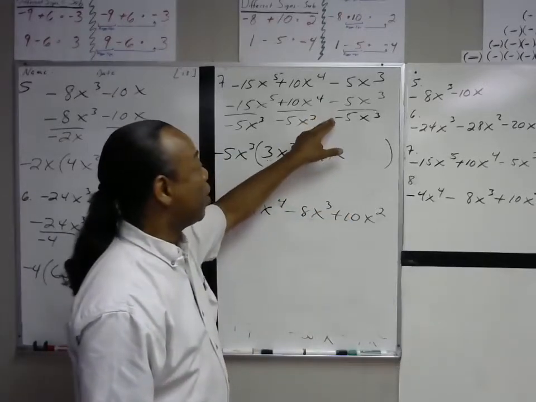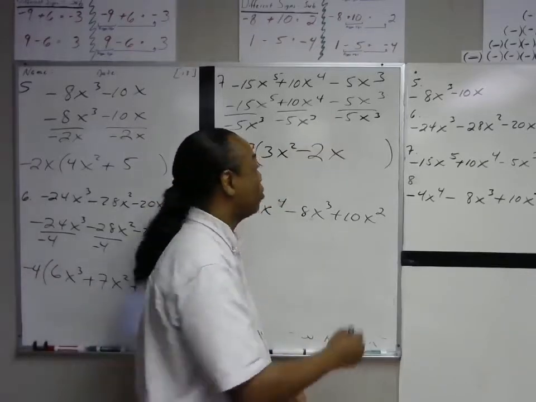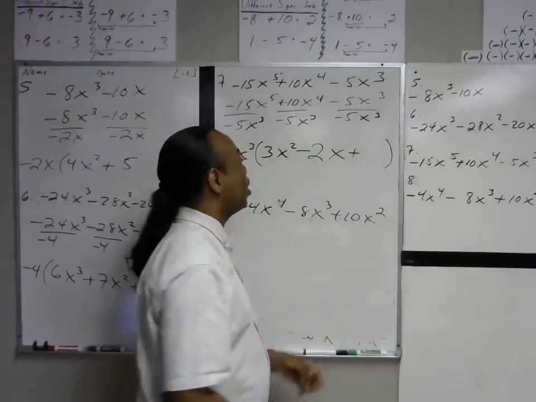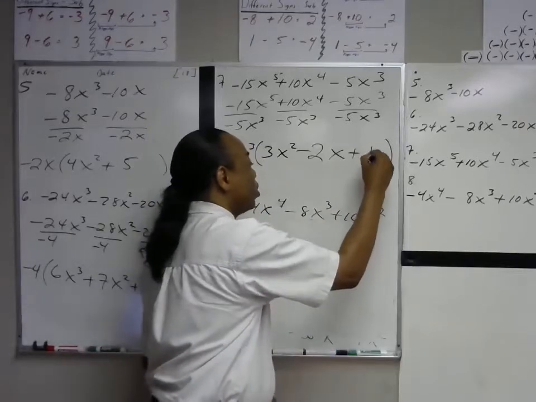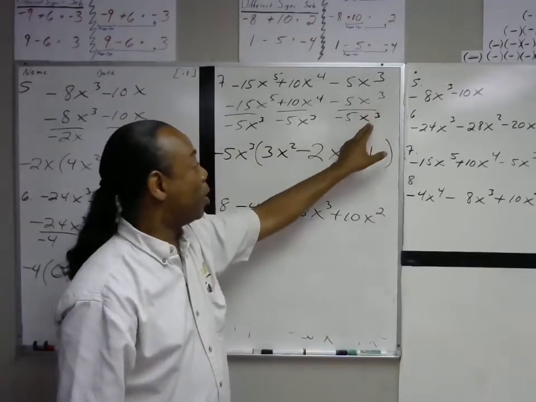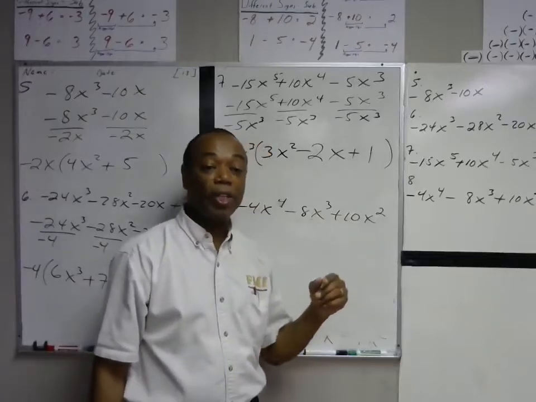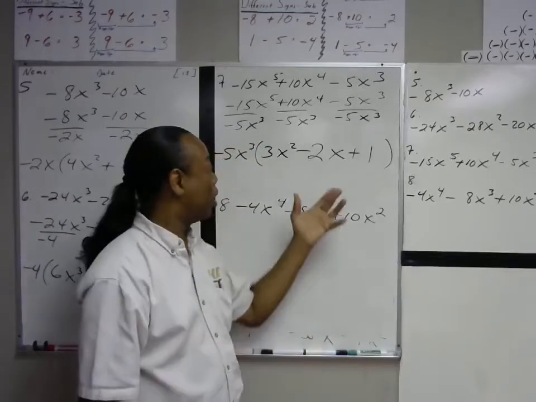Here we have a negative divided by negative. That's going to be a positive. 5 divided by 5, that's 1. And x to the third divided by x to the third is also 1. And 1 times 1 will be 1. So that's done.